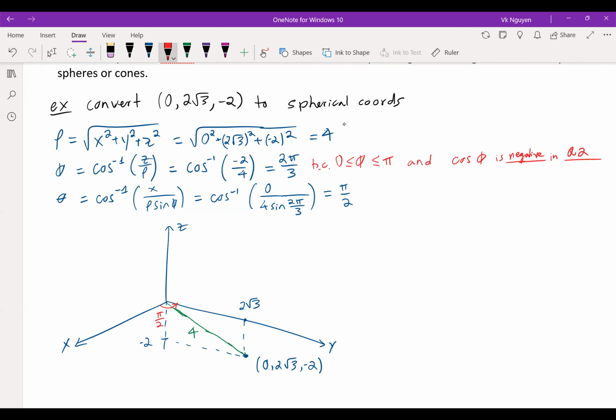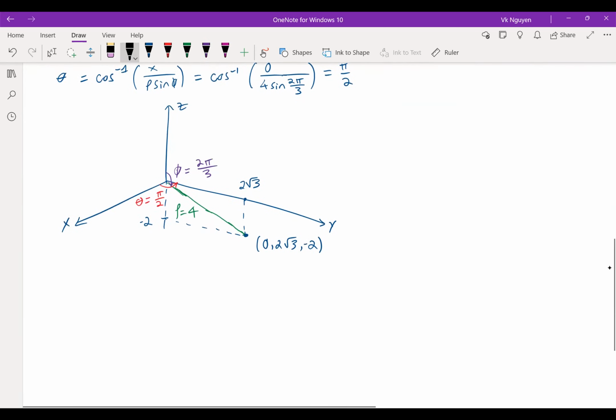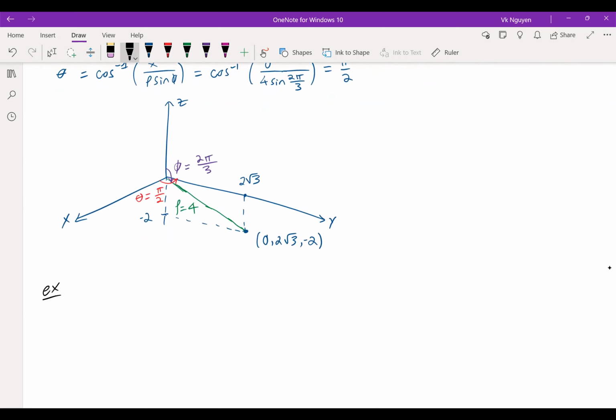And then the angle phi. Look at the angle phi here. It is more than pi over 2, right? It's 2 pi over 3, and that looks correct. Here comes another example. I'm going to do the conversion backward.